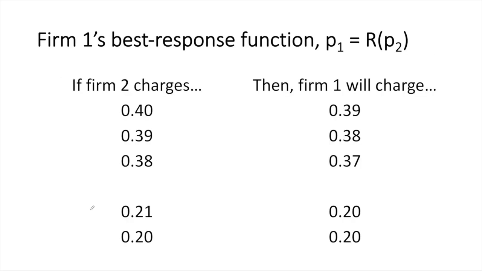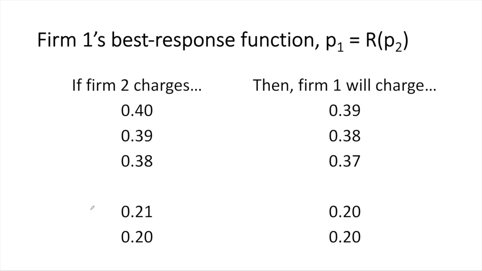So here we can look at some examples of firm 1's best response function. If firm 2 charges 40 cents, then firm 1 will charge 39 cents. That's a little bit less than what firm 2 is charging, and it's also greater than its marginal cost of production. So then if firm 2 charges 39 cents, firm 1 will charge 38 cents. Again, it wants to be a little bit less than what firm 2 is charging. Then let's say firm 2 charges 38 cents, so firm 1 will charge 37 cents, etc.